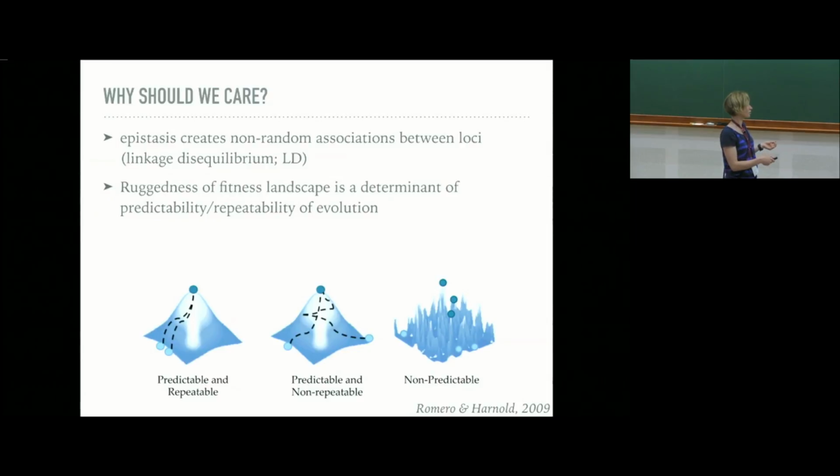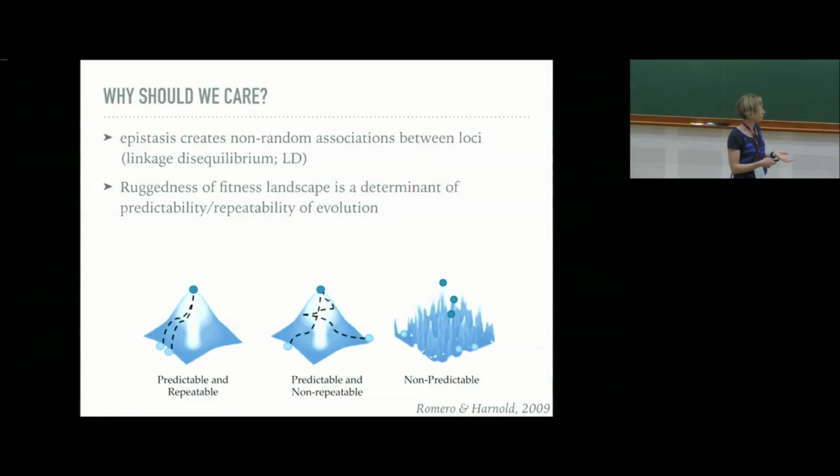Whereas it could also be that you wiggle around a lot, so the path itself is not very repeatable, but the endpoint is still predictable. And if you have a very rugged fitness landscape with a lot of epistasis, then it might be neither predictable, because you cannot just predict the endpoint, but also not repeatable.